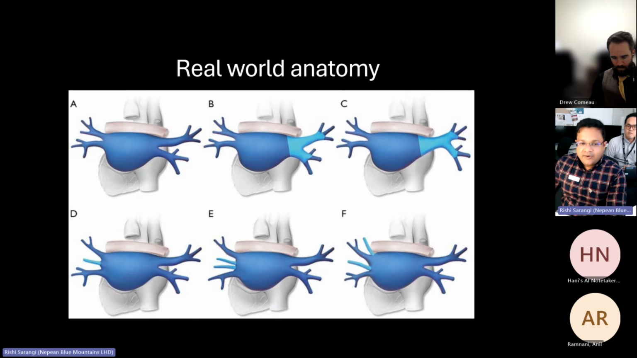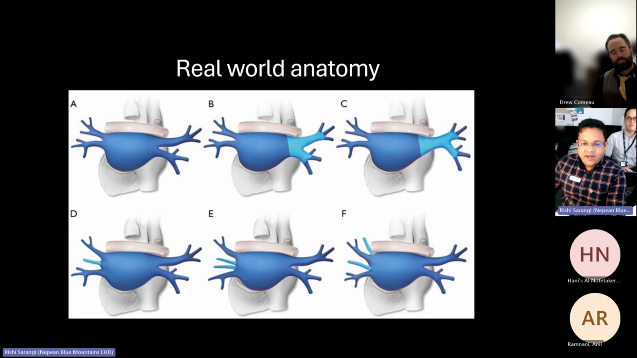However, the real world anatomy looks like this. There are a lot of variations in the number of pulmonary veins and the way they join, and this is something important for us to keep in mind. As you can see over here, this is the usual normal anatomy, which is present in around 70% of people. The most common variation happens in the left pulmonary veins.